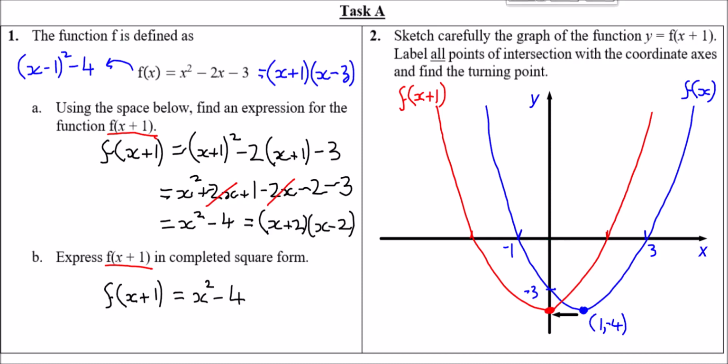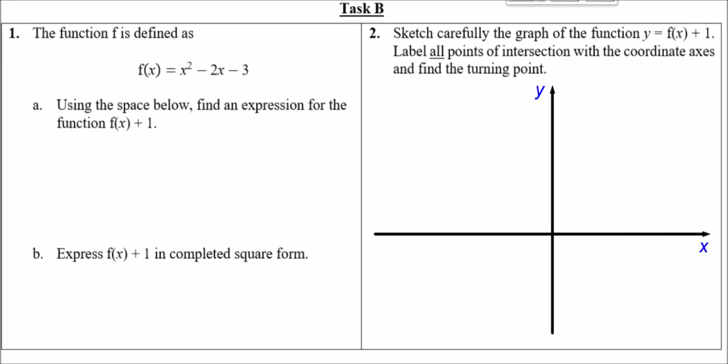Let's have a look at another example. Task B. Again for task B, I'm going to start by just putting in the exact same thing for f of x. So I'm not going to go through the same process of factorising it and explaining what the turning points are. I'm just going to write these on. So it was minus 1 and 3, and the turning point was at 1, minus 4. So I'm just going to sketch on f of x.